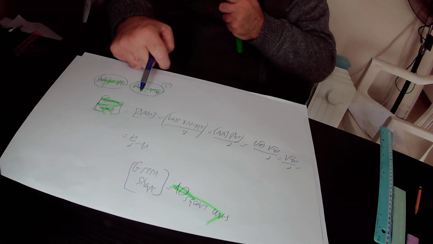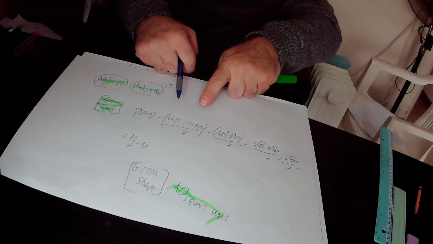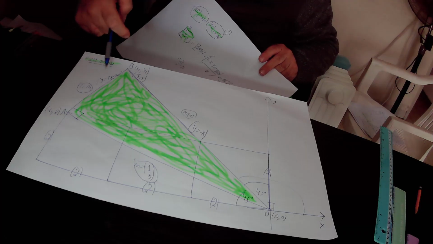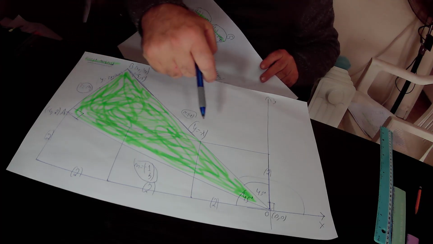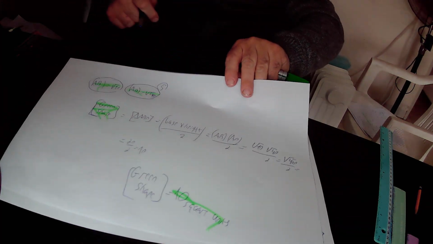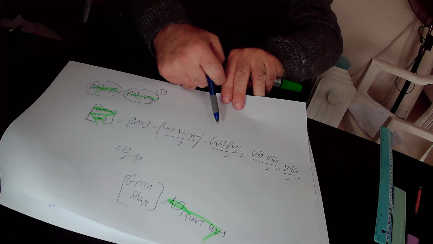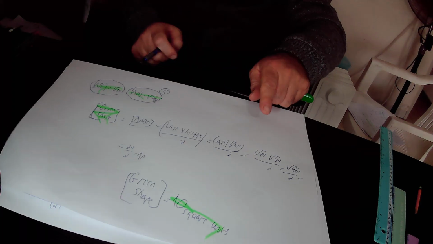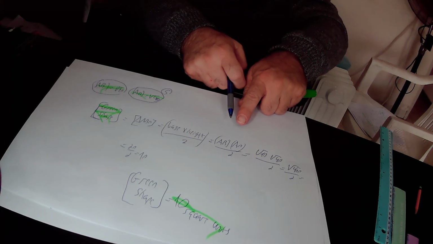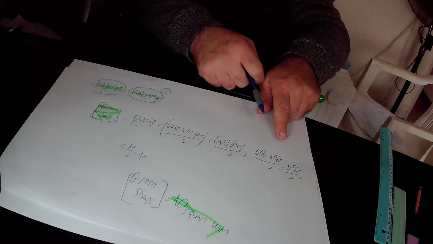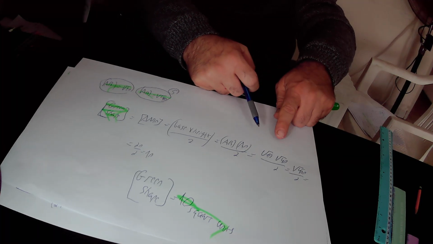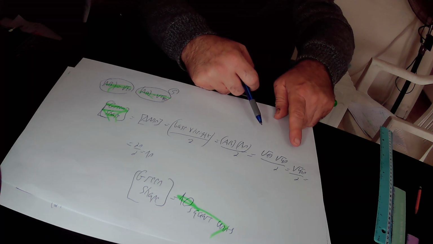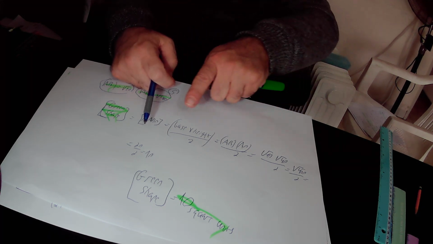We know that the area of any triangle equals the base of the triangle times the height over 2. We choose the base of this green right triangle AOB as AB, and the height is AO. The base is AB, and the height is AO, divided by 2. AB is square root of 10, AO is square root of 40, over 2. Square root of 10 times square root of 40 is square root of 400, over 2. The square root of 400 is 20, and 20 over 2 is 10.